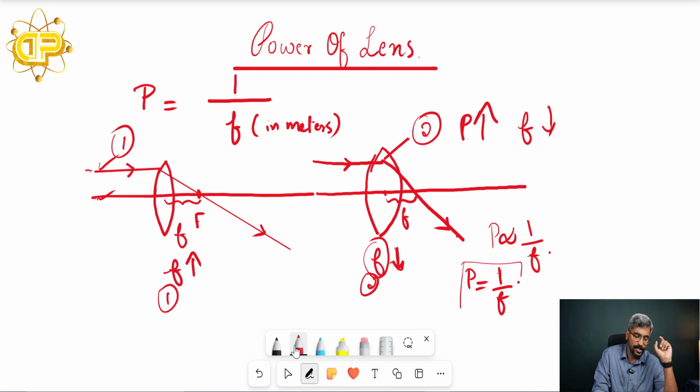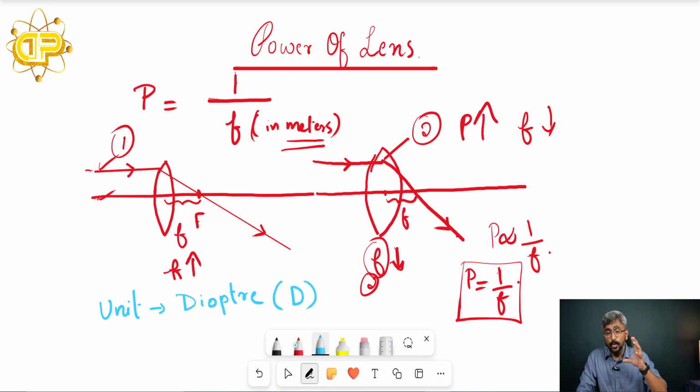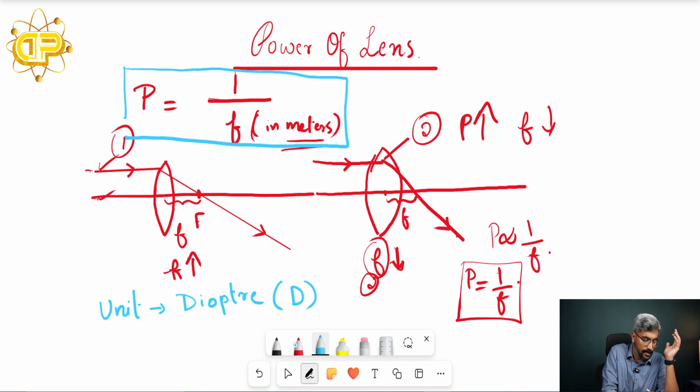So simply, the power of a lens is equal to the reciprocal of the focal length. And one more thing you need to keep in mind: the focal length should be expressed in which unit? Meters. In meters, then you will have the power of a lens. The unit of this power is known as the dioptre, and it is denoted by capital D. So the power of a lens is 1 by the focal length expressed in meters, and the unit is the dioptre.